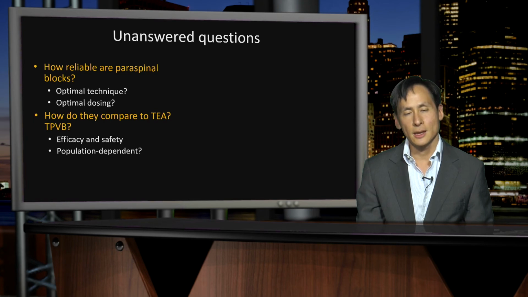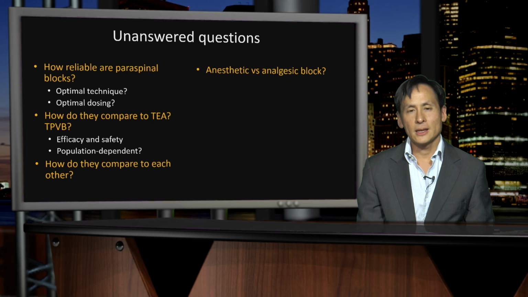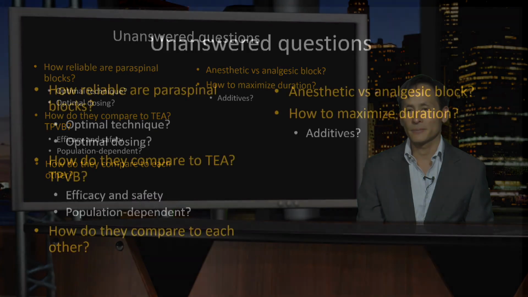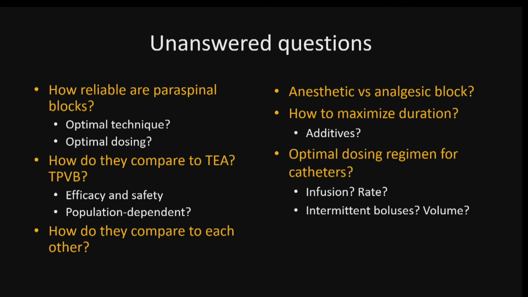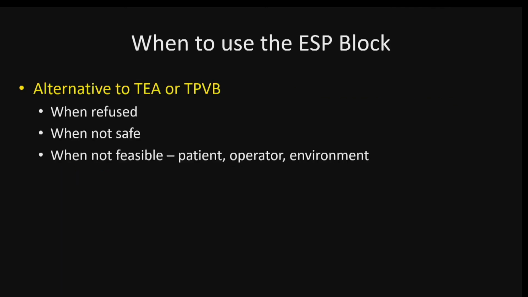It may turn out too that the utility of these blocks is population dependent. There may be certain populations where epidurals or paravertebrals still prove to be the superior choice. And how in fact these blocks all compare to each other. For now it is an analgesic block. It has been reported for use in anesthesia, but I would say that these tend to be more superficial surgeries. If we are using single shot blocks, are there ways to maximize durations, the role of additives? And when we are using catheters, is there an optimal dosing regimen? Intermittent bolus or infusions? What rate to use? What volume to use? These are all questions that need answering.